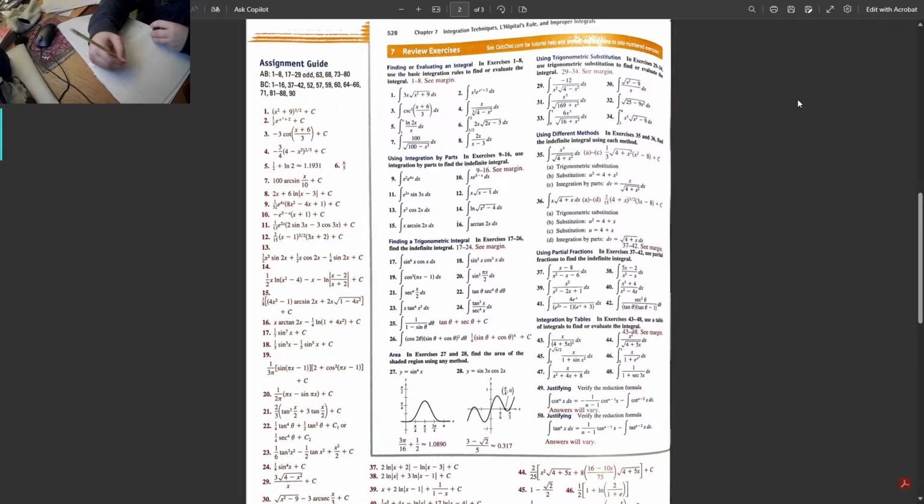So we've got 1/4 x squared e to the 4x, plus 1/16 2x e to the 4x, minus 2/64 e to the 4x. There's our integral. That was easy.